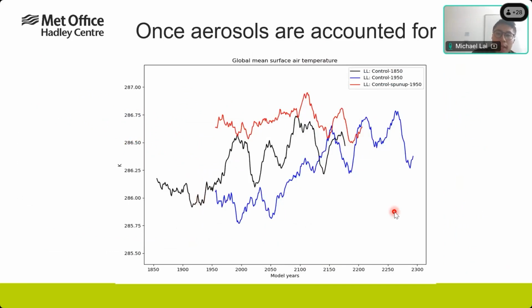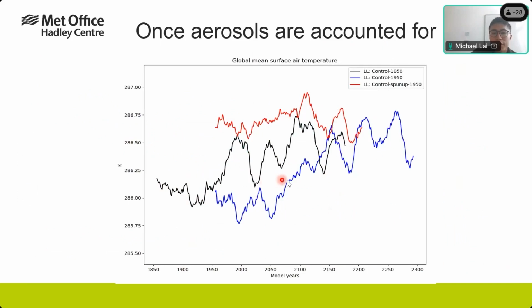So once the aerosols are accounted for, this is a control with the HadGEM model. The black line is the 1850 control and the blue line is the 1950 control. They are much more similar. It's not that 2 Kelvin offset we saw before.